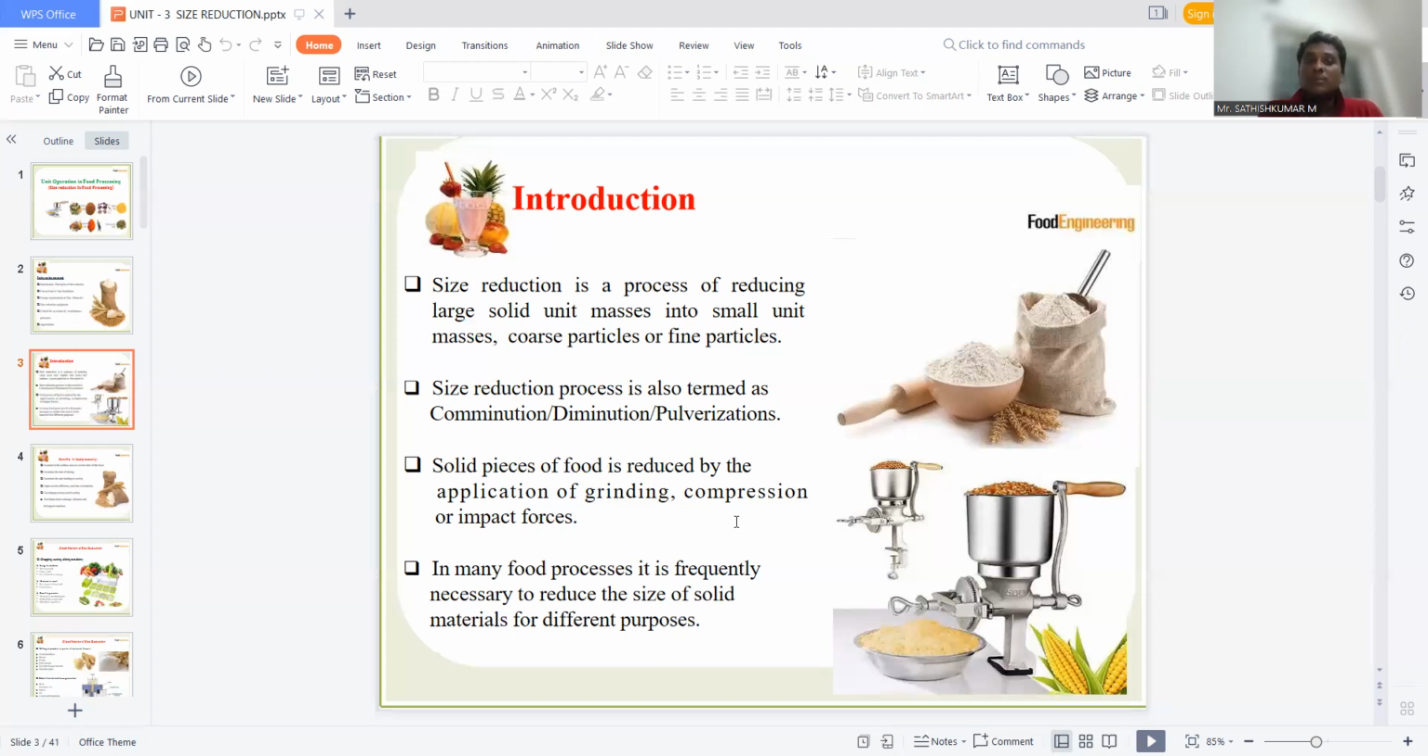Solid pieces of food are reduced by the application of grinding, compression, or impact. In many food processes, it is frequently necessary to reduce the size of solid materials for different purposes.